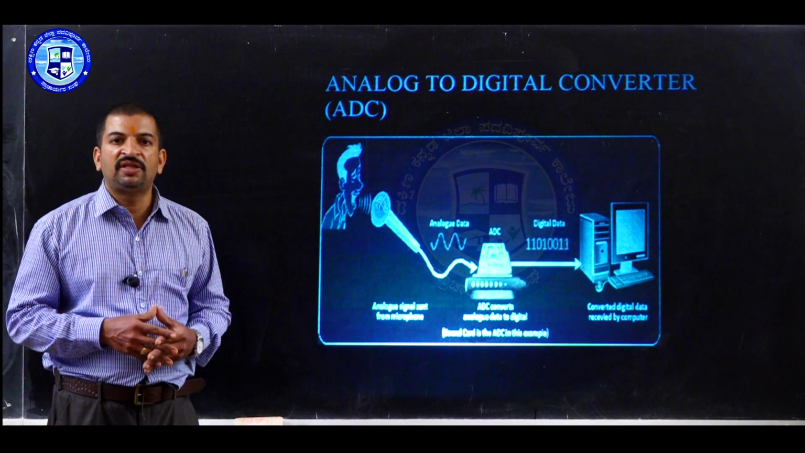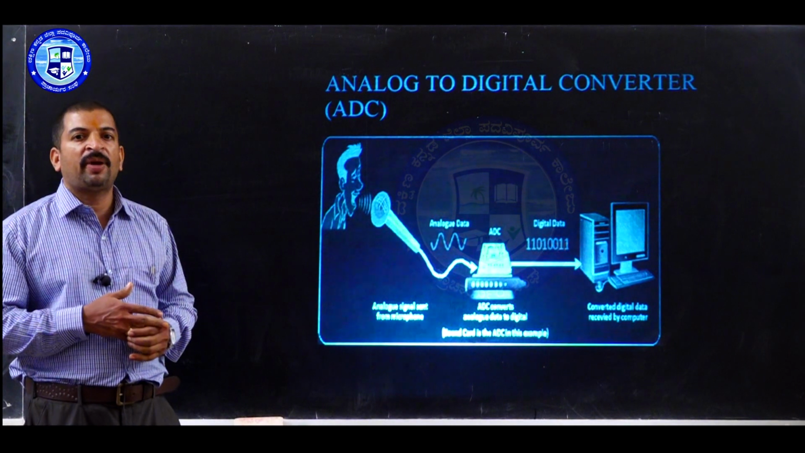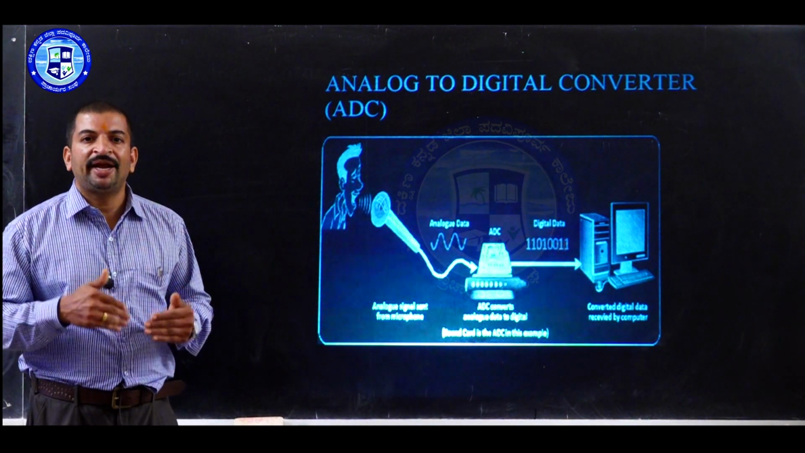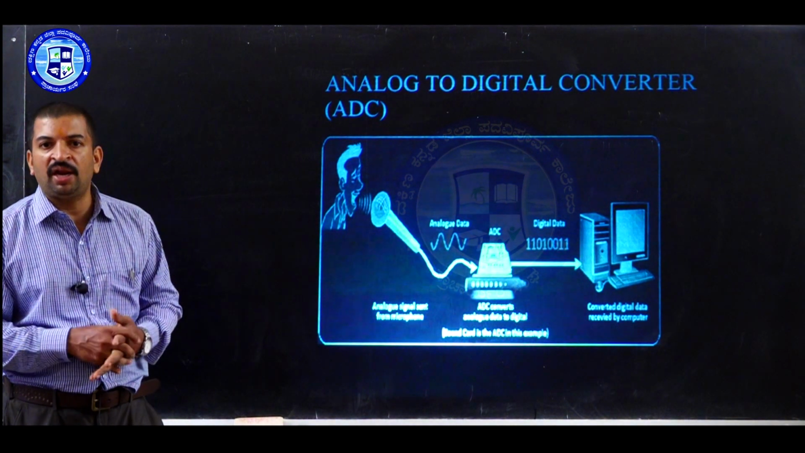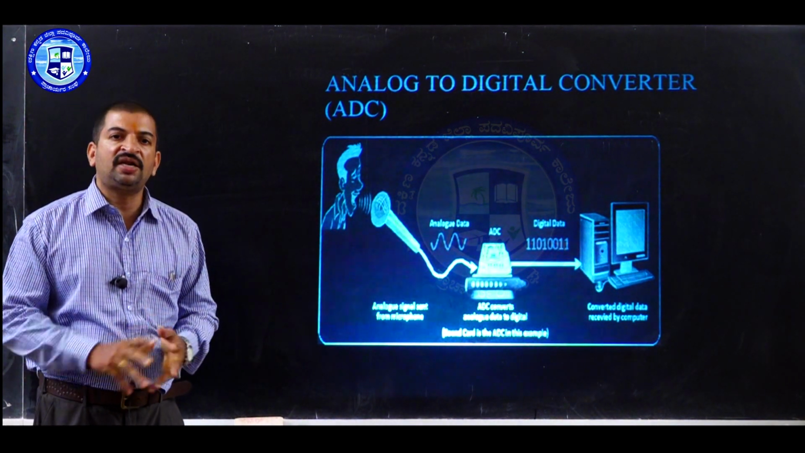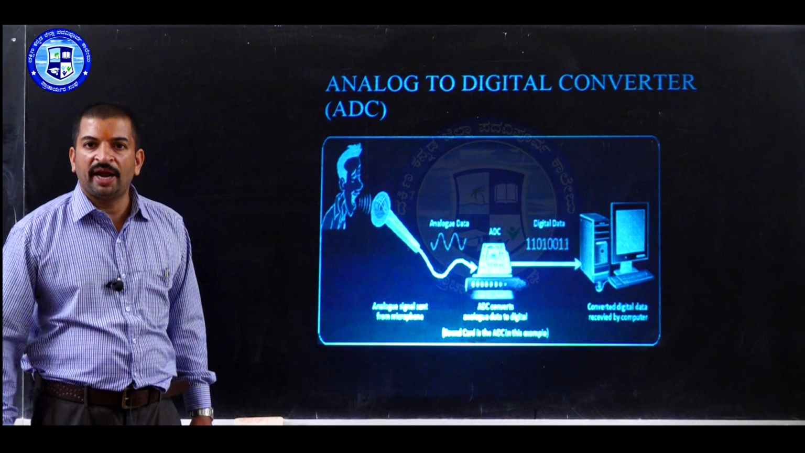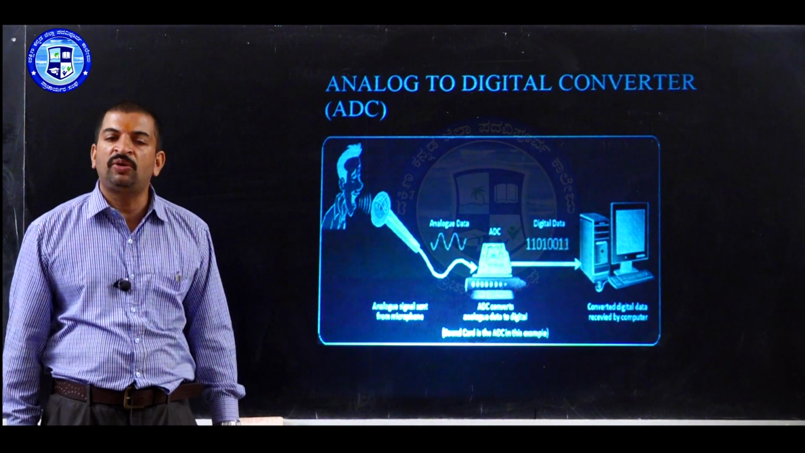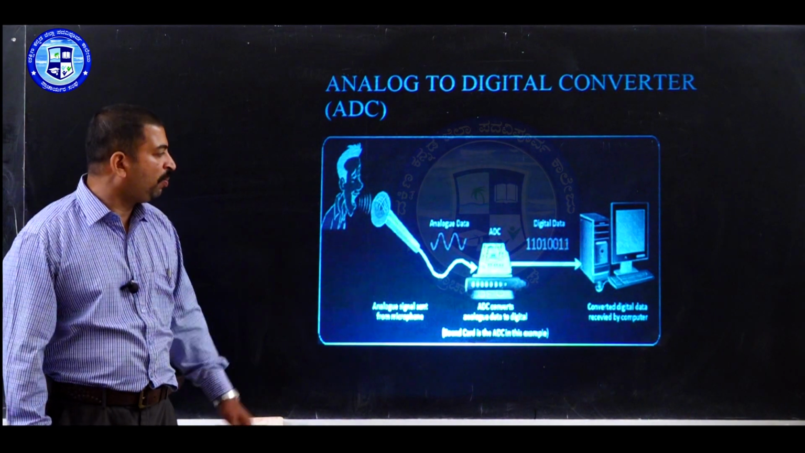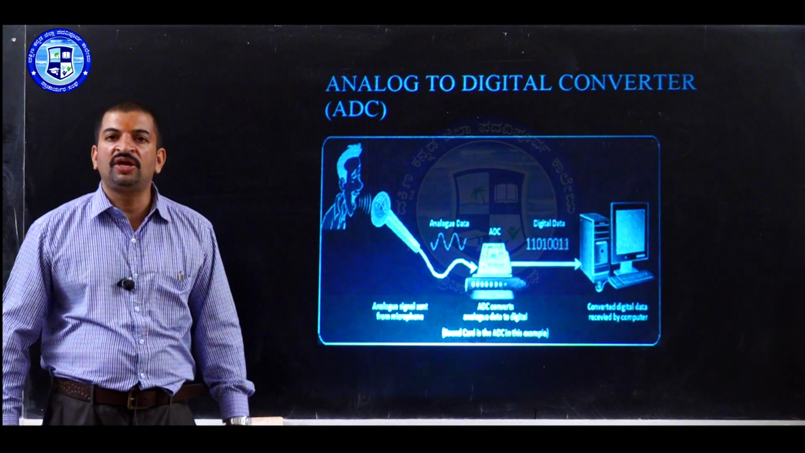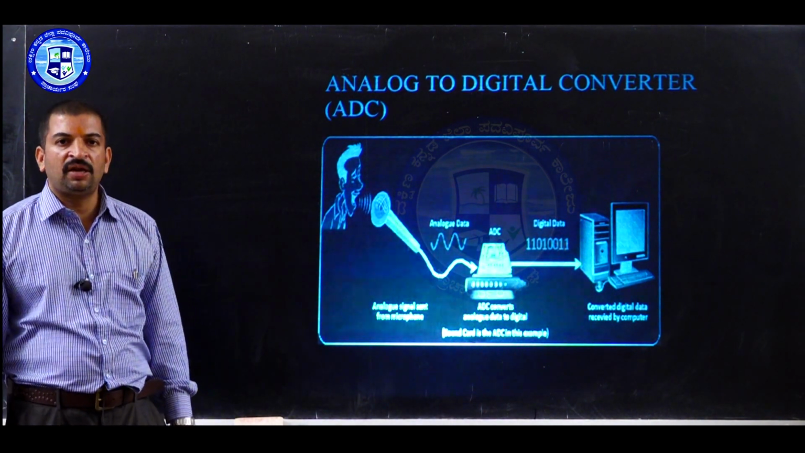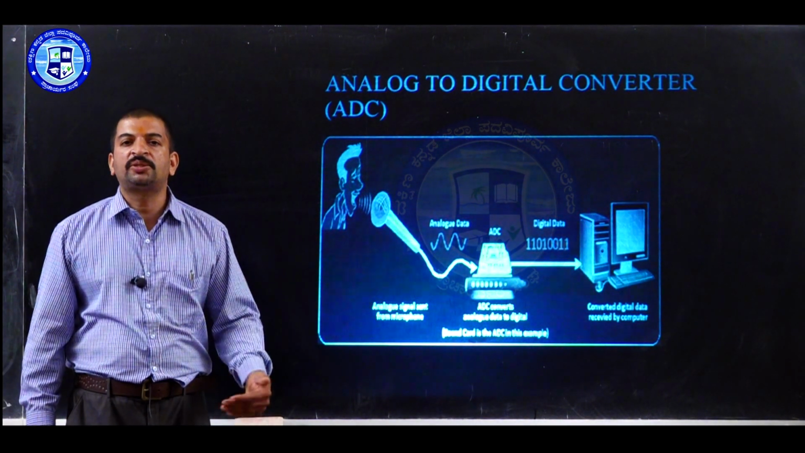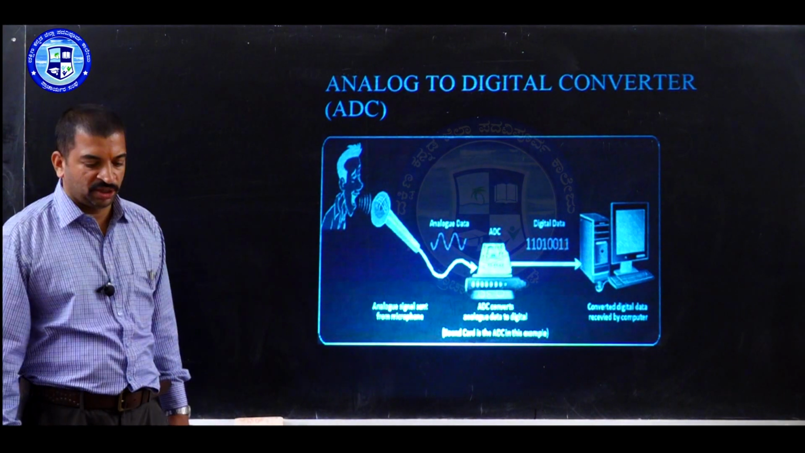electrical signal with the help of the microphone. The microphone is a transducer which converts the incident sound wave into corresponding electrical signal. This electrical signal is analog in nature. This analog information is converted into digital with the help of the analog to digital converter. The analog to digital converter is used for the conversion of analog signal into the digital signal.